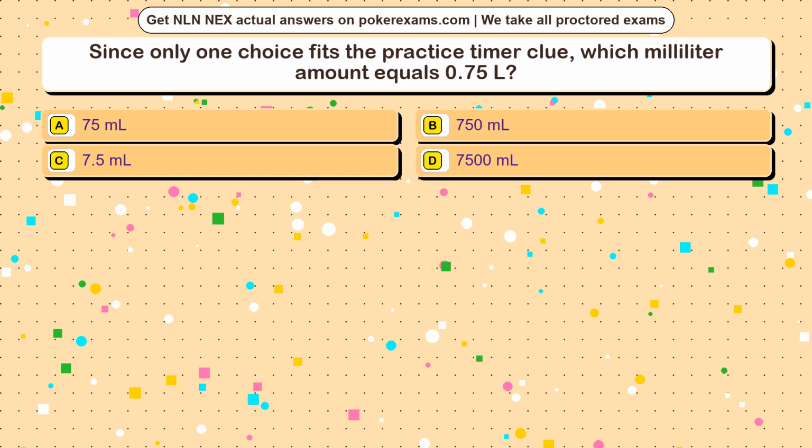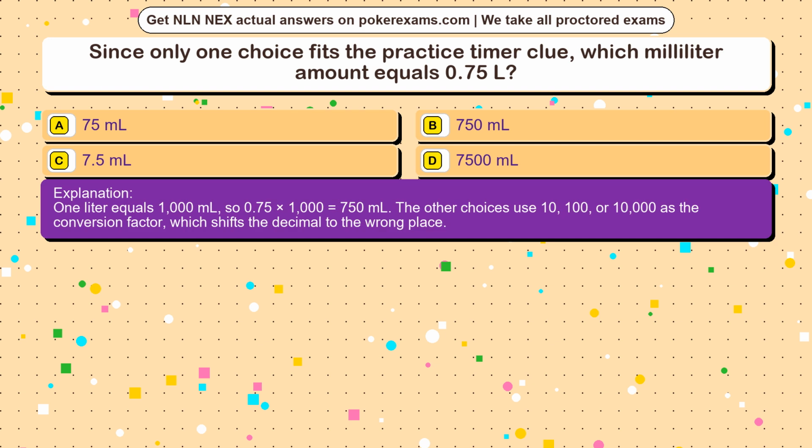The correct answer is option. 1 liter equals 1000 ml, so 0.75 times 1000 equals 750 ml. The other choices use 10, 100, or 10,000 as the conversion factor, which shifts the decimal to the wrong place.